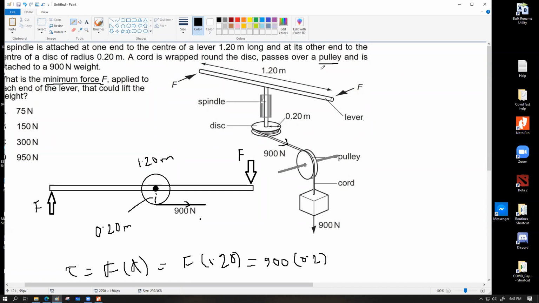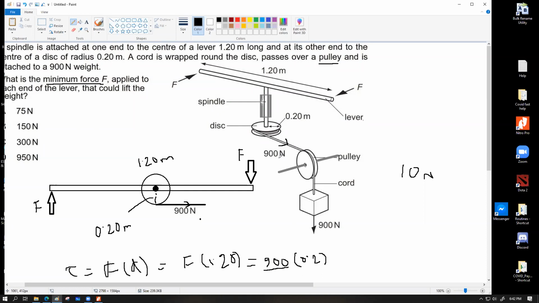If the question does not specify that there's friction, we don't have to consider it in our question. That is why the rope feels a 900 Newton force. But if the question said this is a rough pulley, or there is some friction in the shaft and the pulley wheel that exerts, let's say, 10 Newton force, then it would not be 900, it would be 10 Newton short of 900. So in that case this force would have been 890.